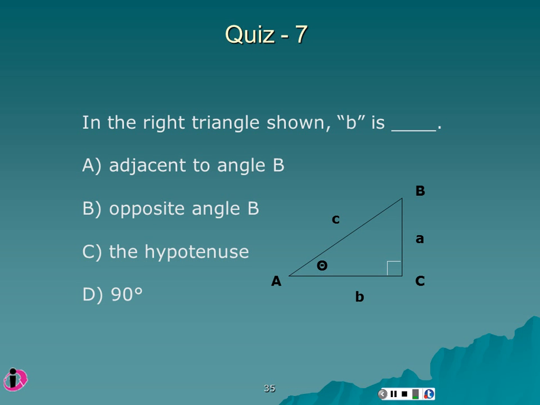Look at that carefully. A small b. So are you choosing the answer number 1, A? Look at this. What is written? Adjacent to angle B. Is it adjacent to angle B? So small b is opposite to angle B. Be careful. So the right answer is B here.